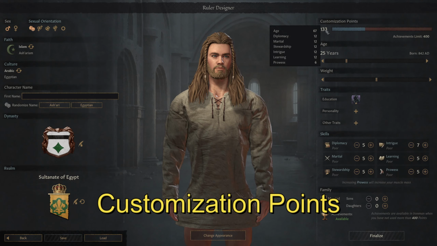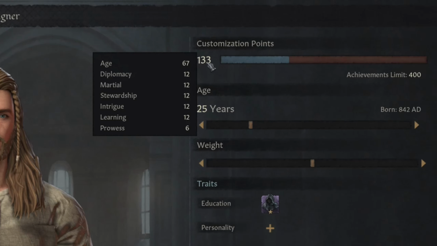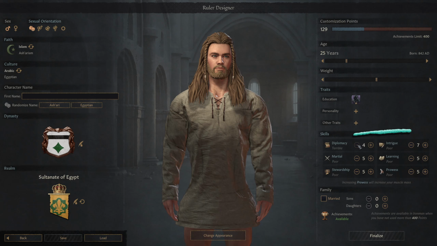At the top right, this customization bar is important if you want to have achievements available. The limit is 400 points, and you can see a point breakdown by hovering over here. I decrease everything to get started. For age, we can pick from 0 to 120.